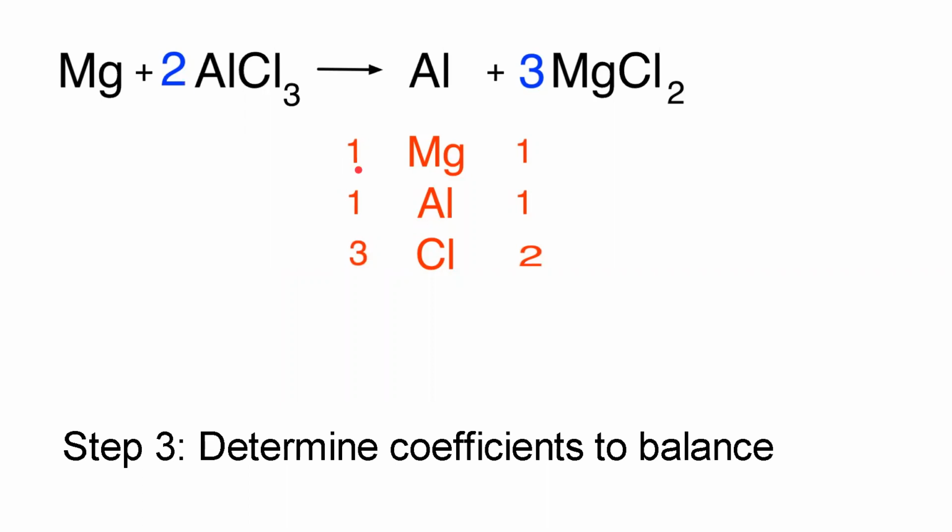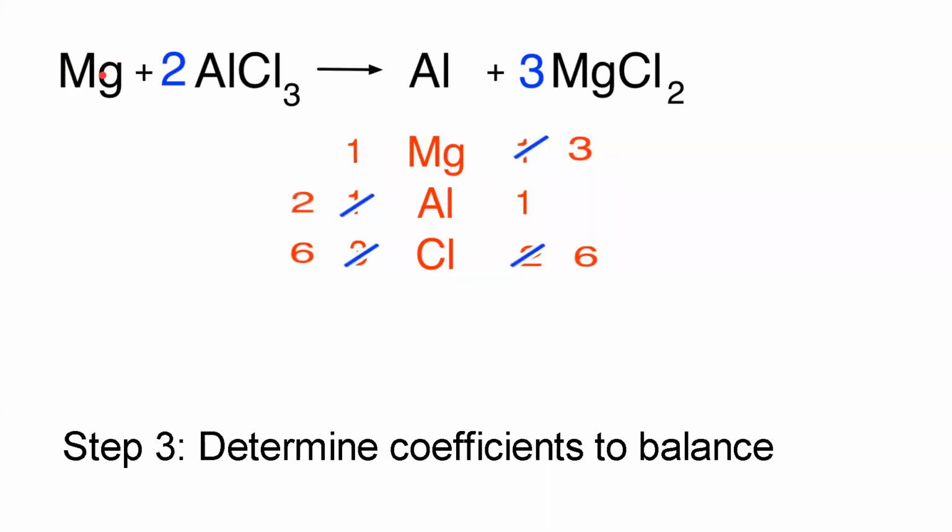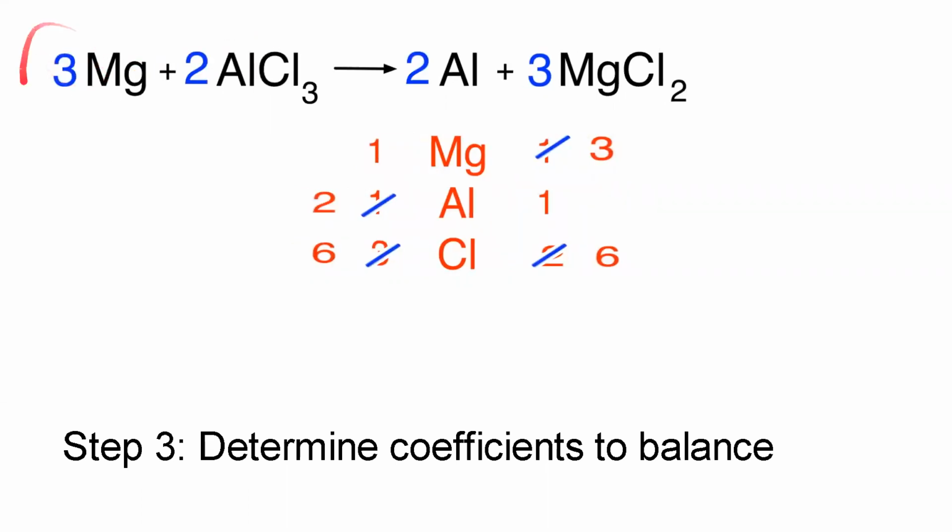So then that would make 6 Cls here, 3 Mgs, 6 Cls here, and 2 Al. So now we just have to balance out the Al and Mg. You would add a 3 in front of the Mg to make that 3, and a 2 in front of the Al to make that 2, because we're doing the single elements last. So this changes to 2, and this changes to 3.